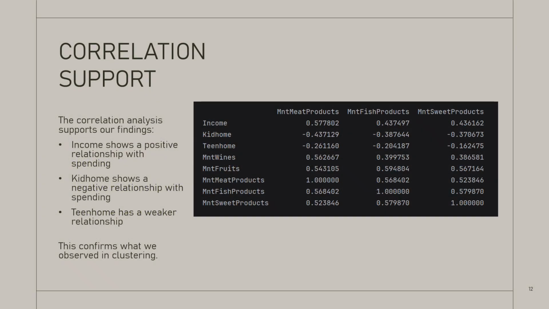To support our findings, we also performed a correlation analysis. The results of this analysis align with what we observed in our clustering. Income shows a positive relationship with spending, meaning that as income increases, spending tends to increase as well. Kid home shows a negative relationship with spending, indicating that households with more children tend to spend less. Teen home also shows a negative relationship, but the effect is weaker. Overall, this confirms that our clustering results are consistent with the underlying relationships in the data.